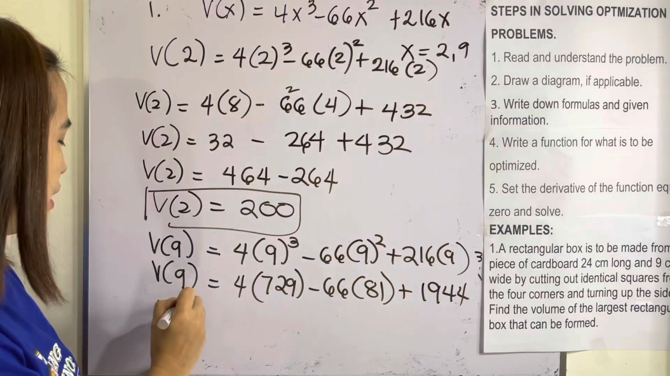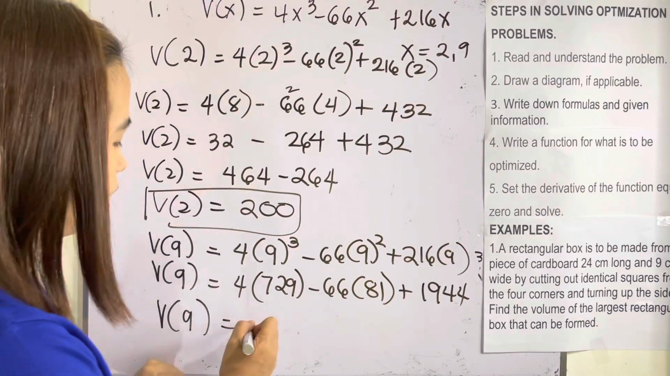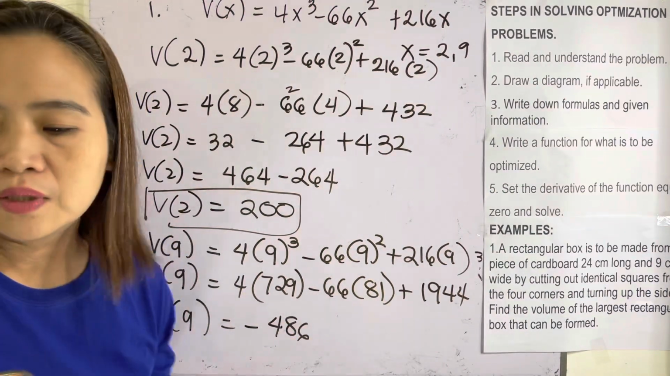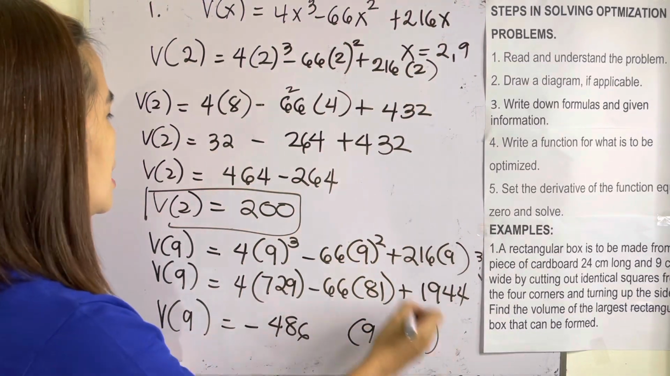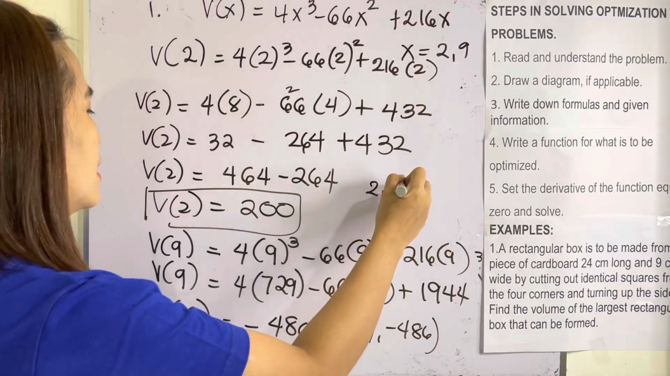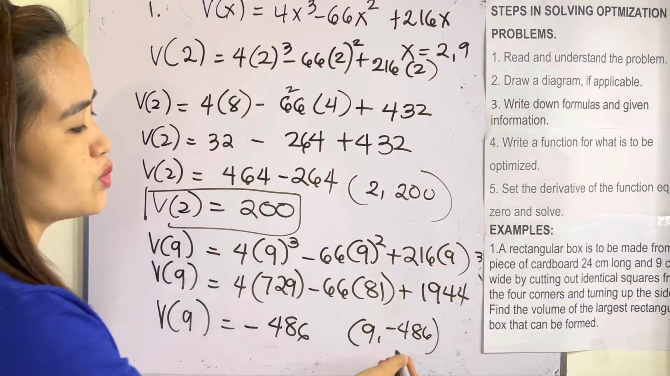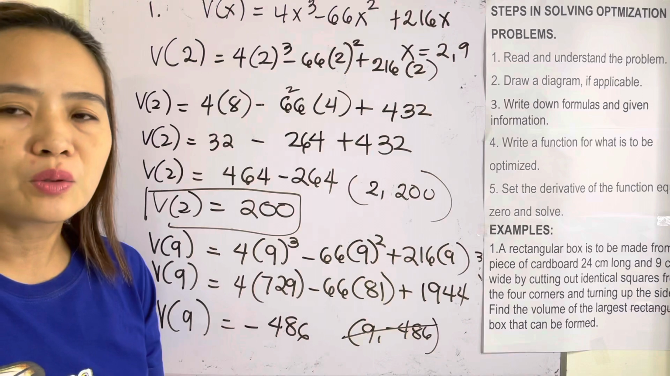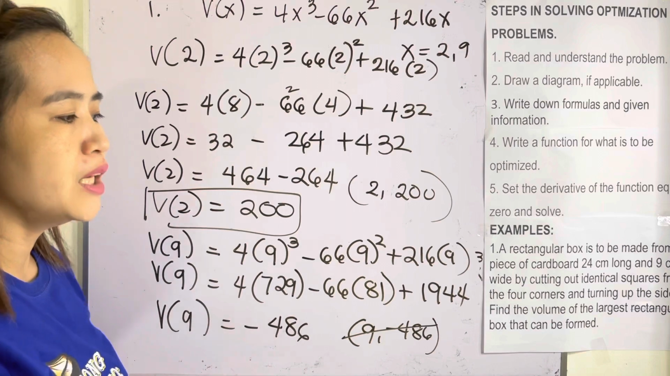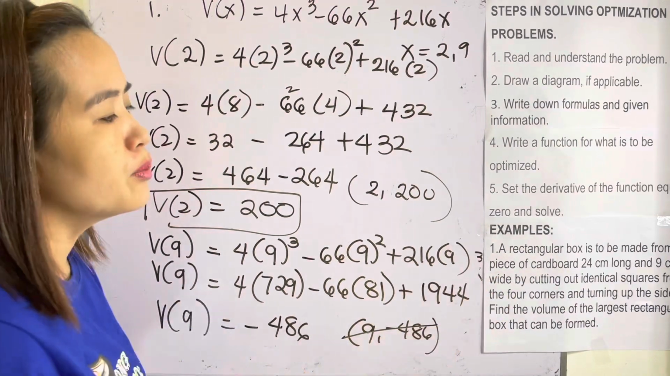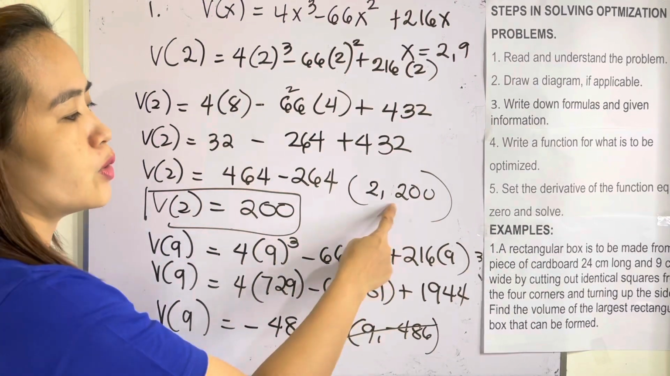Simplifying this, V of 9 will be equal to negative 486. So we have this point, 9, negative 486, and we have this one, 200. Which has the higher volume? Of course, this one is negative, so this one is not included. Therefore, the volume of the largest rectangular box that can be formed out of this cardboard, 24 cm long and 9 cm wide, is of course 200.